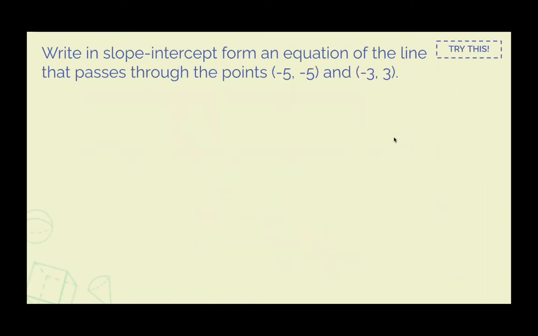Go ahead and try this one on your own. It's the exact same thing we've been doing for the last two examples, just with different points. Pause and unpause when you're ready.